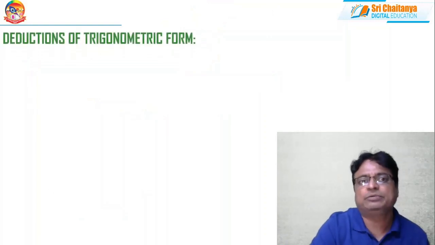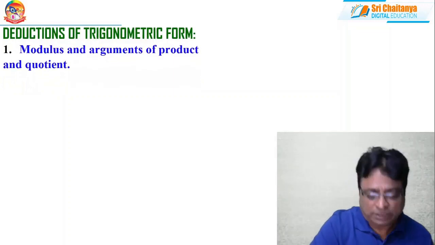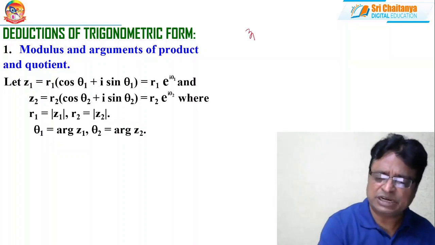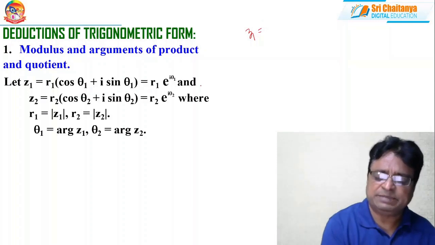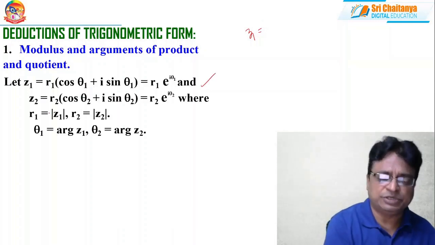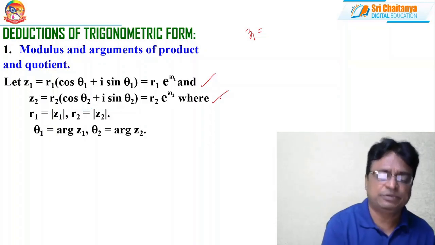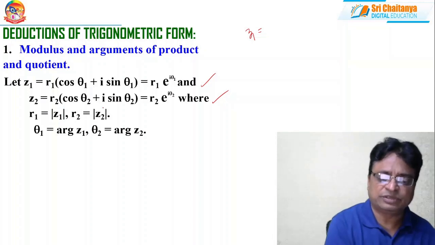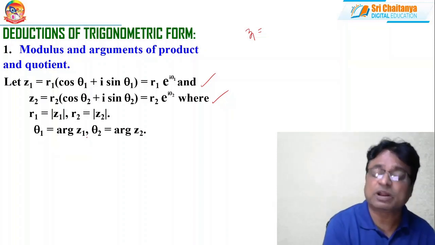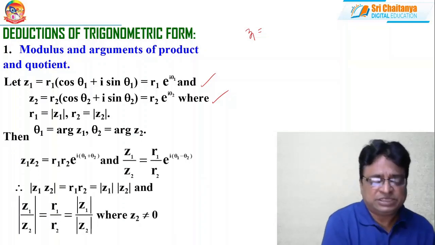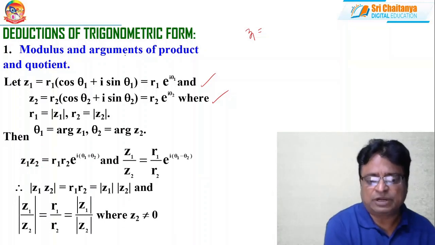Okay. Now coming to the deduction of the trigonometric form. Now, modulus and argument of the product and quotient. Suppose Z1 is equal to R1 cos theta 1 plus i sin theta 1, that is R1 e power i theta 1, is given for you. Z2 is equal to R2 cos theta 2 plus i sin theta 2, that is R2 e power i theta 2, is given for you. Theta 1 is the principal argument of Z1 and theta 2 is the principal argument of Z2. Then we want the modulus and arguments of the product and quotient.